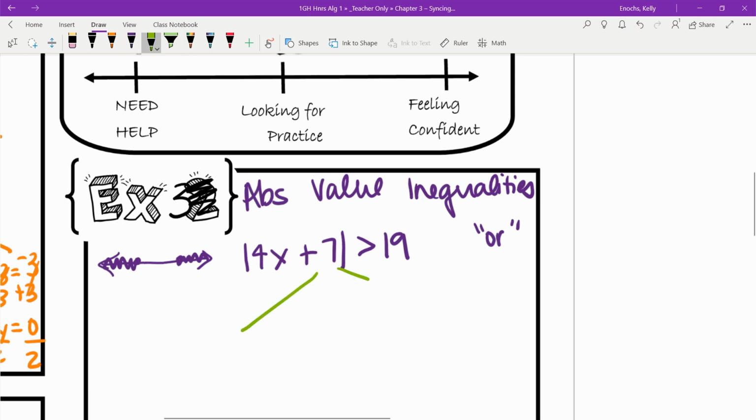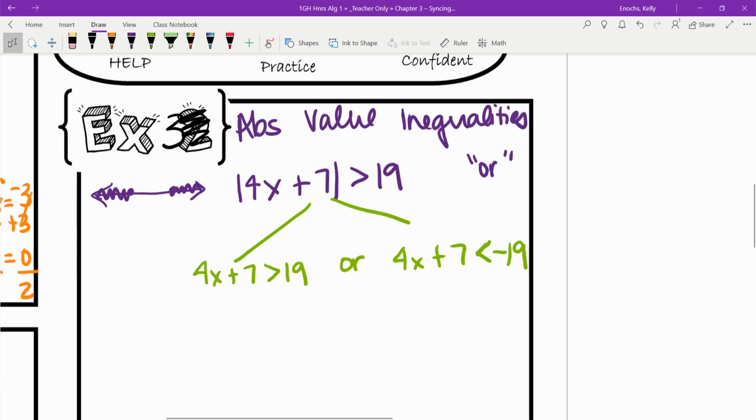So I'm going to turn this into two separate problems. 4x plus 7 greater than 19. That's just the original problem. 4x plus 7 and make my answer negative. Remember, when you do things with negatives, multiplying and dividing, you got to switch your sign. So in this case, I'm going to switch my sign, and I'm going to add my or in here. That way I get two different answers.